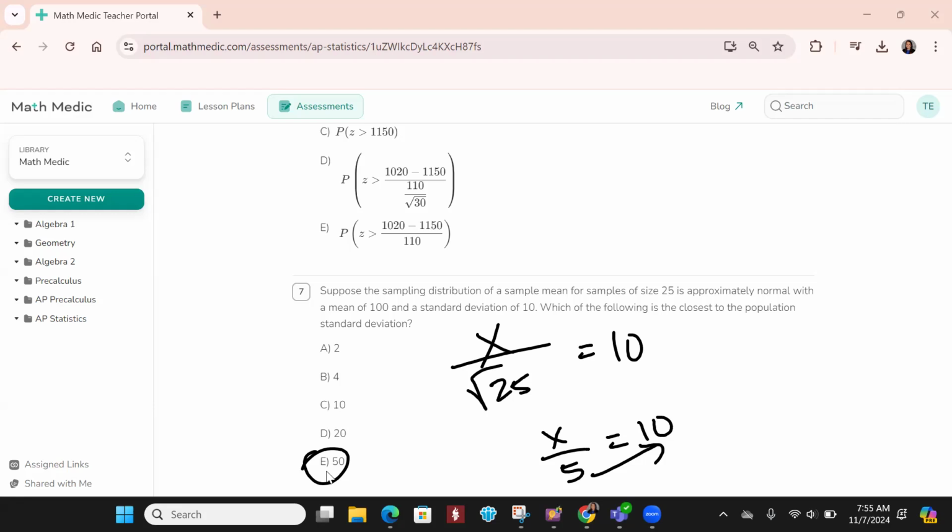Really quick, on your quiz, here are the types of questions you got. Number 1, describe the shape, like normal, skewed right, skewed left. Number 2, find the mean and the standard deviation of the sample, whether it's increasing or decreasing based on the population. And then the next one is find the probability, so using the Z-score and going to the Z table. For greater than, don't forget your 1 minus.